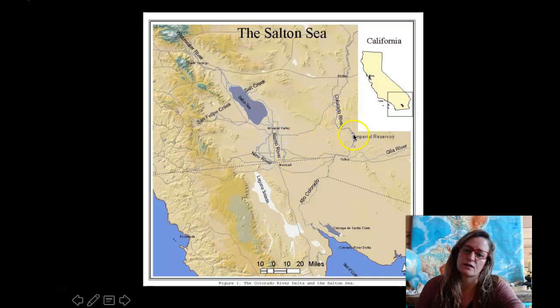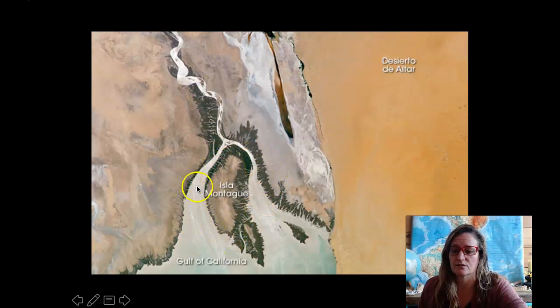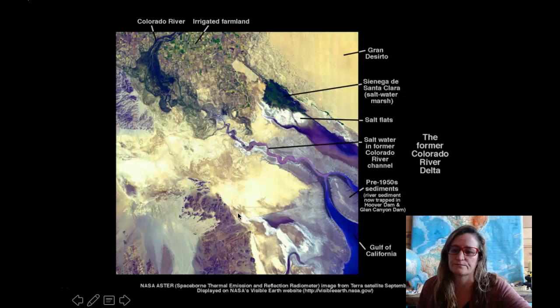So the river then hits the border, the international border of Mexico, and flows down and would end up down here at its delta, but it doesn't. Here is the delta. So it is a big area of salt accumulation, because it's also like a desert environment down in the Gulf of California.